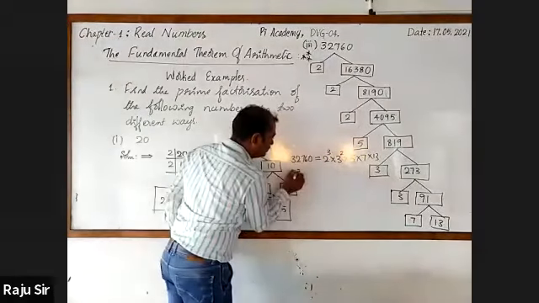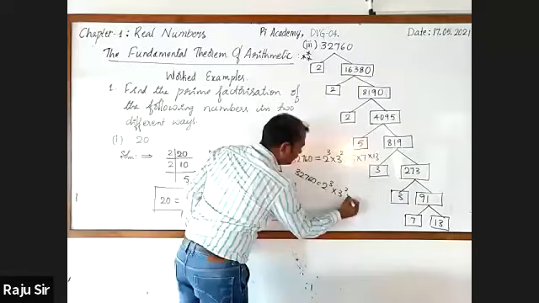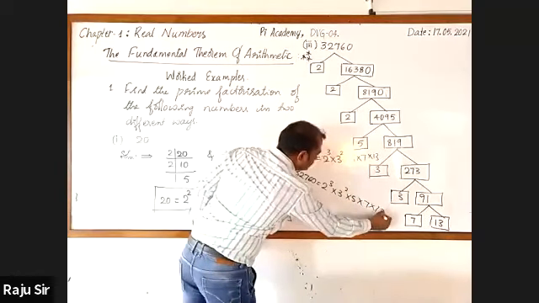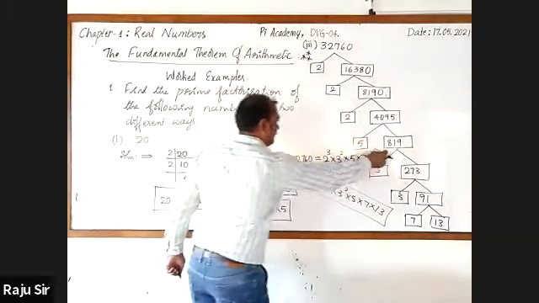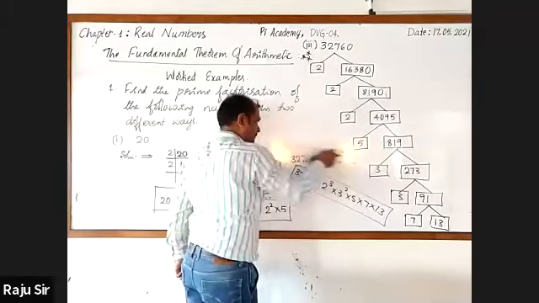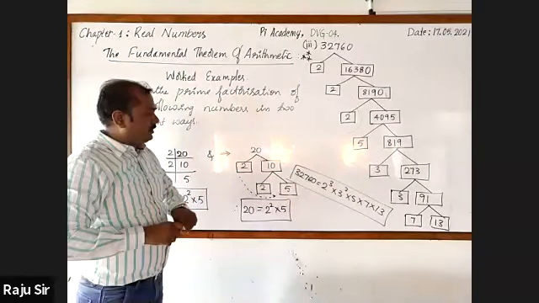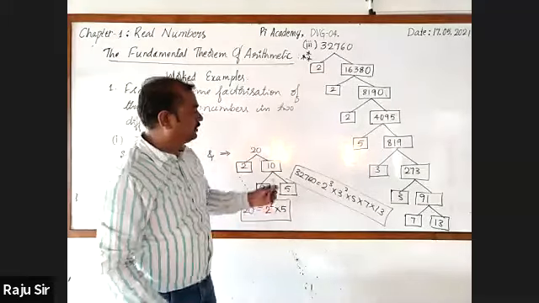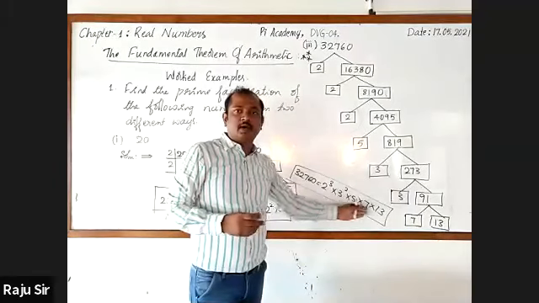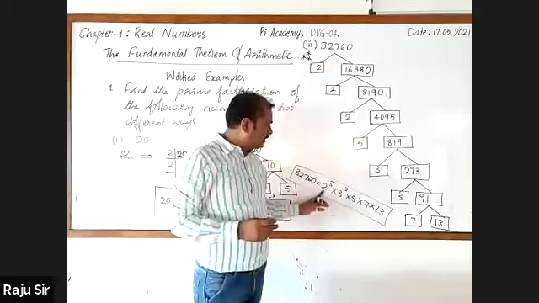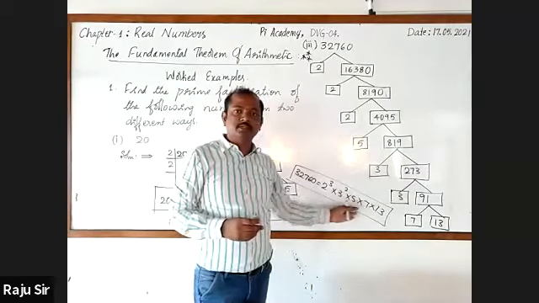Here I'll write: 32,760 can be written as 2 cube into 3 square into 5 into 7 into 13. This is the prime factorization of the given number. We won't expect the order. See here, I have written in the order 2, 3, 5, 7, 13. Whatever the order may be, you may even shuffle the factors.